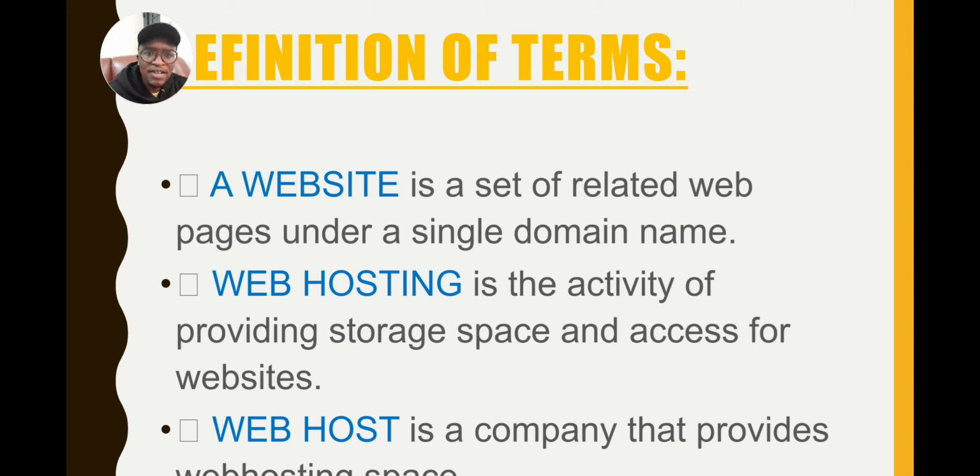Some terms here that are very important before we go any further that you need to understand. One is a website, and a website is simply a set of related web pages under a single domain name. A similar example would be a book. Every book has a title, and that book is known by that title. Even though we have different books, different pages with different topics in that book is known by the name of the book. So our website is similar to a book.